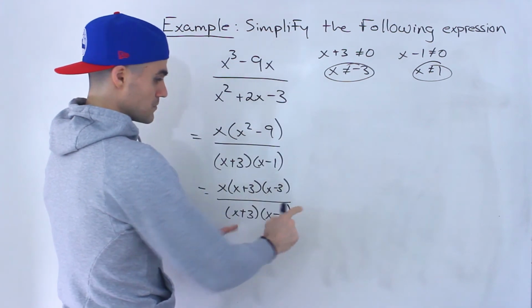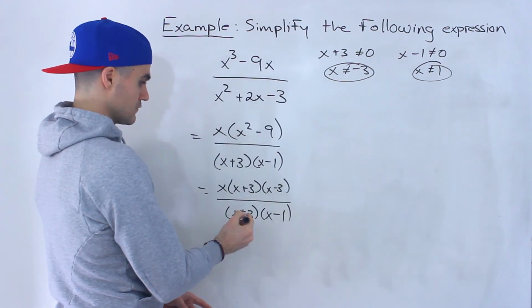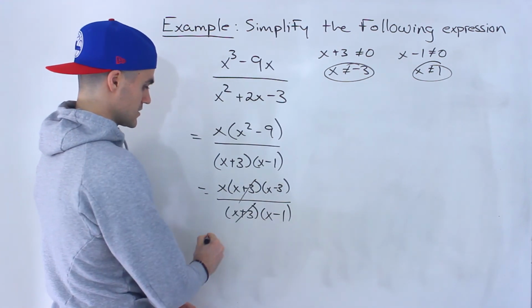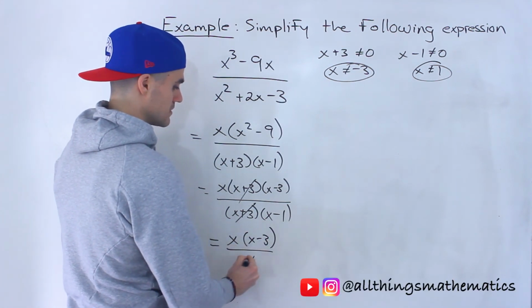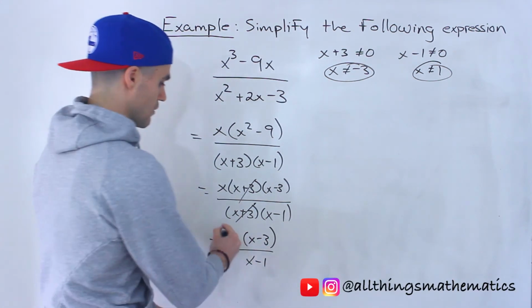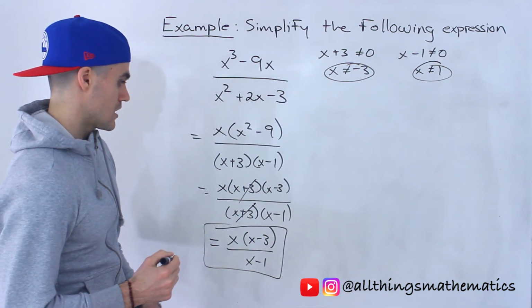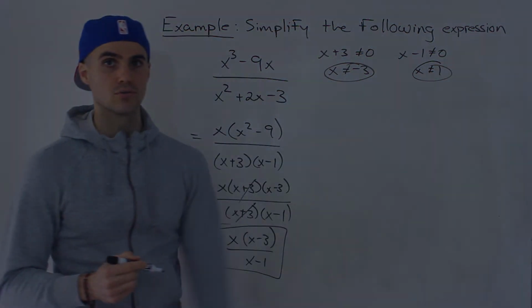Those two x values would make the denominator equal to 0. So those are the restrictions. And then from here, notice that the x plus 3's cancel out. So we're left with x times x minus 3 over x minus 1. So that there ends up being the final answer. That's a simplified expression. And then those are the two restrictions.